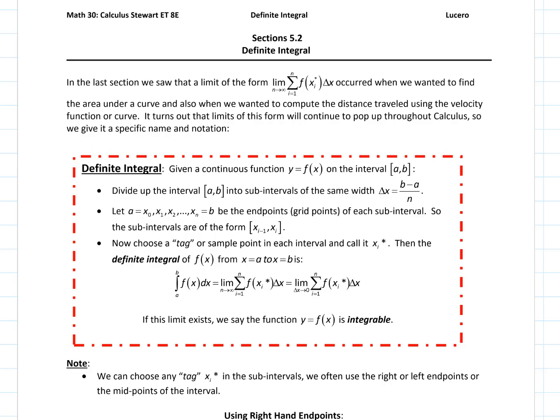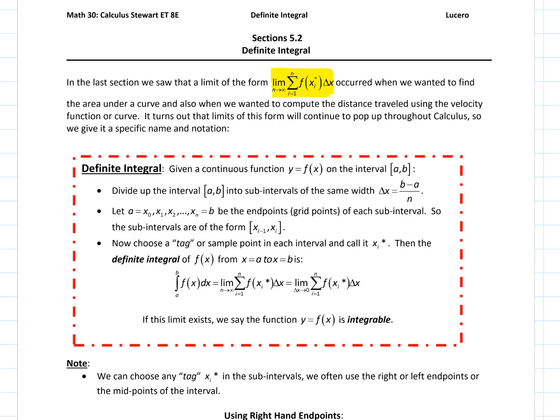We are now ready to define what is called the definite integral. So in this section, we're going to take the sum that we had out of our last section, where we were examining the area under a curve. And we had derived a sum that we're seeing right here at the top of the page, this limit of the sum from i equals 1 to n of f of x sub i star delta x.